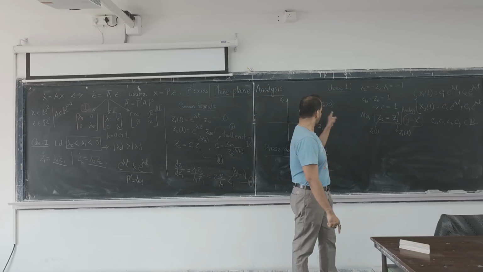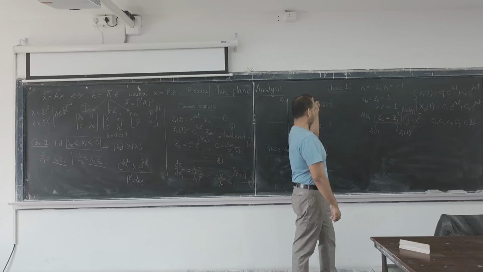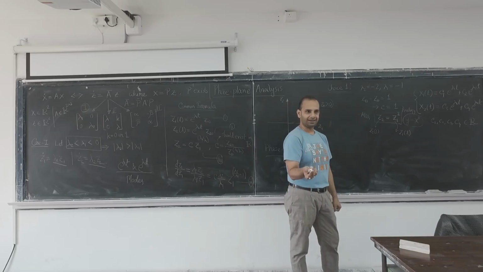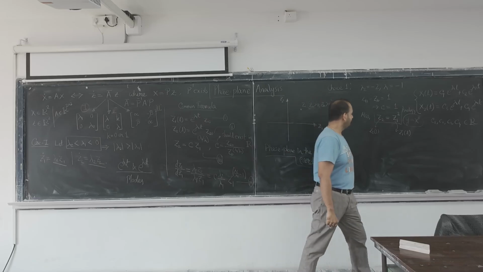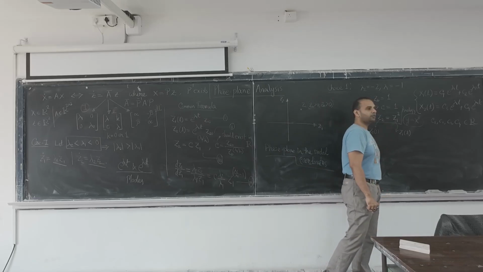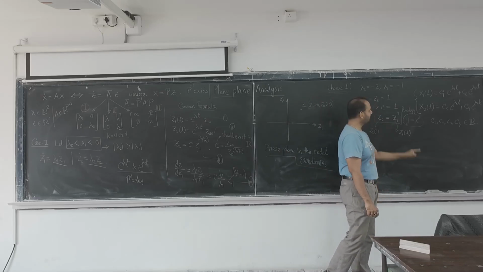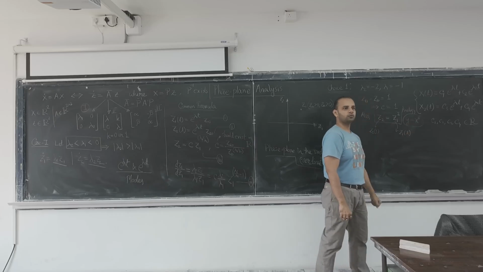So that's why drawing the phase plane pattern is not that easy. Once again, what did I say? That is z2 equals z1 square. This is not a big deal. This is just like a parabola, y equals x square.